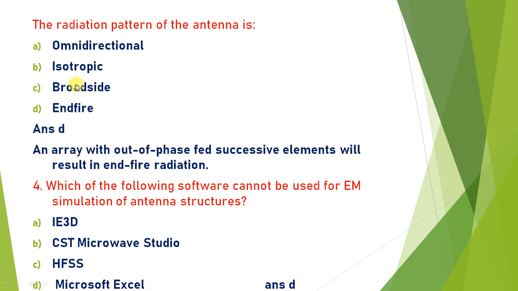So the answer is D. Which simulation software cannot be used for EM simulation of antenna structures? IE3D, CST Microwave Studio and HFSS are all used for the simulation of antenna parameters, but Microsoft Excel is not used for the simulation of antenna parameters. So the answer is D.